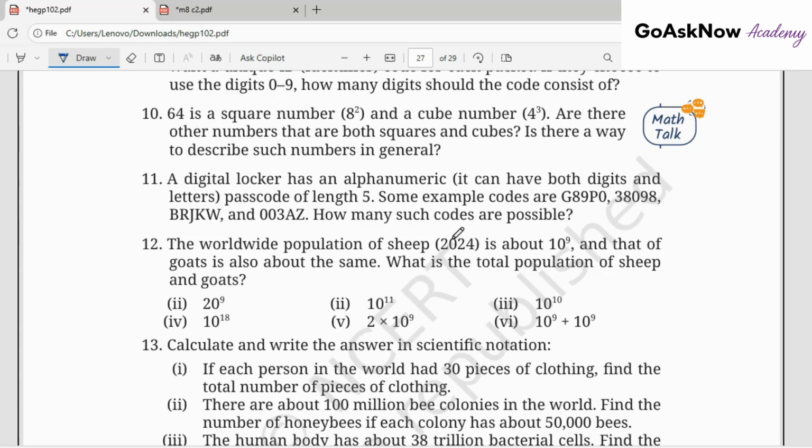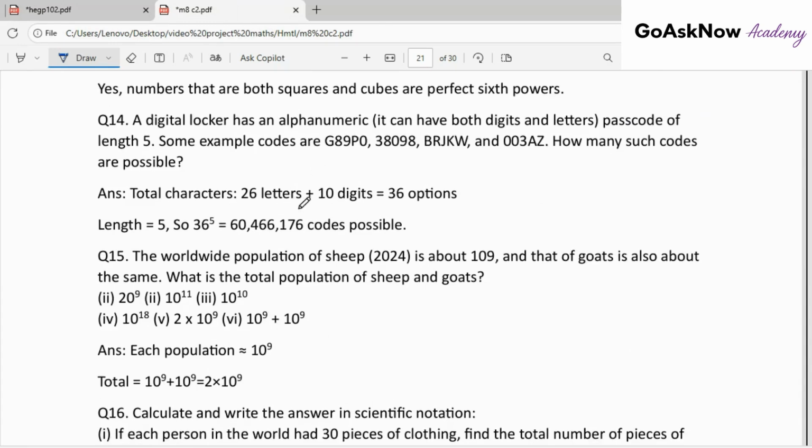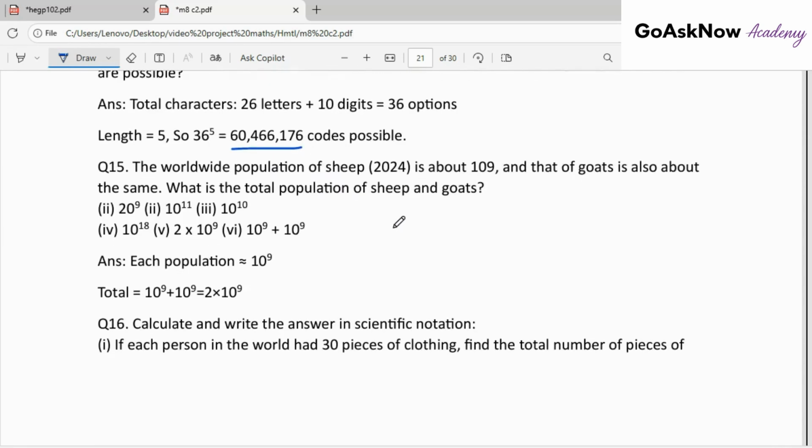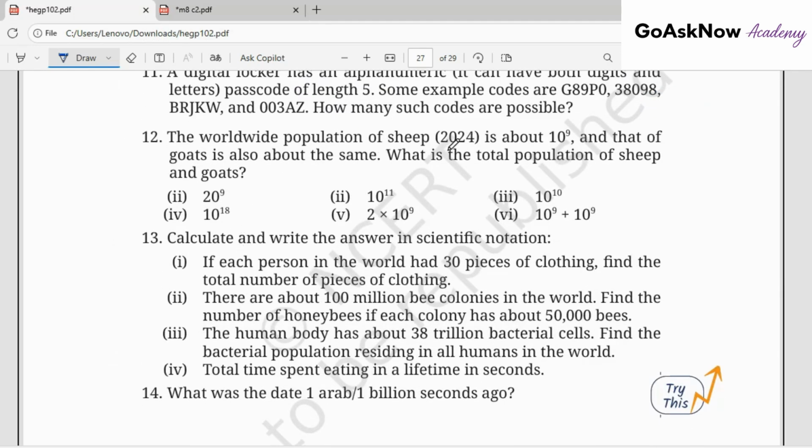Like that, how many such codes are possible? Here, 26 letters and 10 digits, which is 36 options. Length is 5, so 36 power 5, which is equal to 60 lakhs. Sorry, 6 crore 4 lakh 66,176 codes are possible. Next, the worldwide population of sheep in 2024 is about 10 power 9.